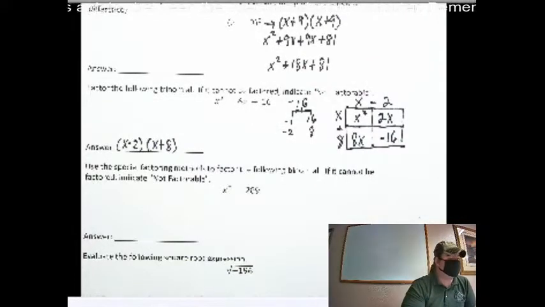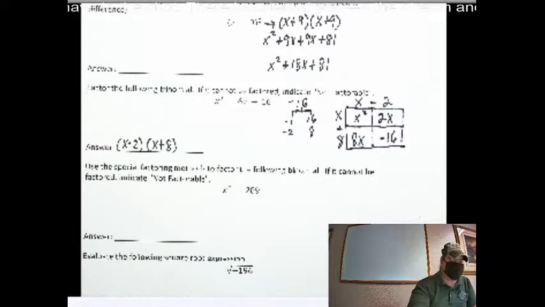Okay. Next one. Or first, any questions on this one? All right, next one. Use the special factoring methods to factor the following binomial. If it cannot be factored, indicate not factorable. No, this one absolutely can be.